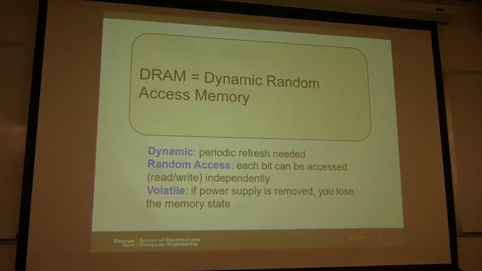Okay, so DRAM is short for the dynamic random access memory. You have learned about the SRAM. SRAM is static. So the difference is dynamic versus static. Dynamic means that we need the periodic refresh, and we will talk about that later. And the random access is the same as the SRAM. So each individual bit can be accessed, read or written independently. And again, the DRAM is volatile. This is similar to SRAM. When you remove the power supply, the data will be gone.